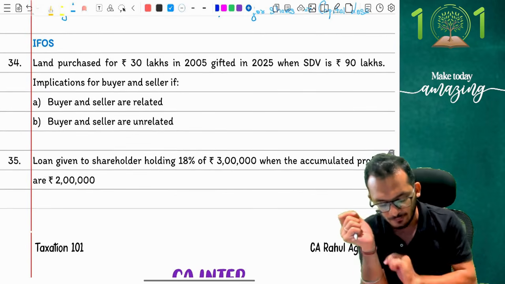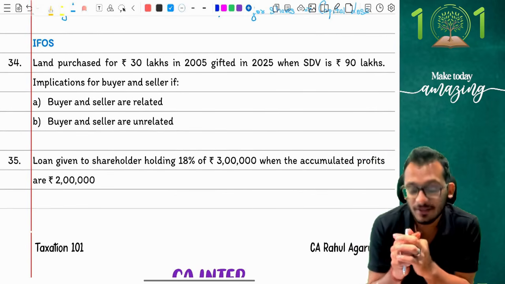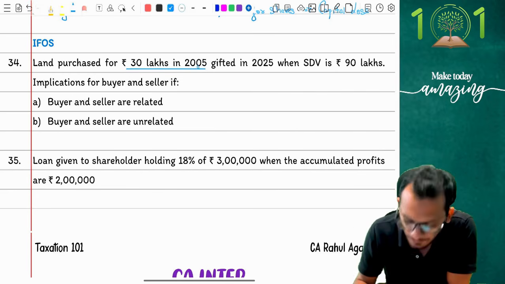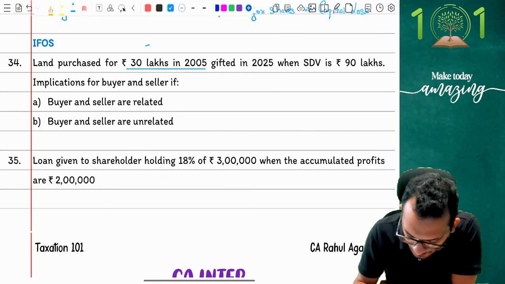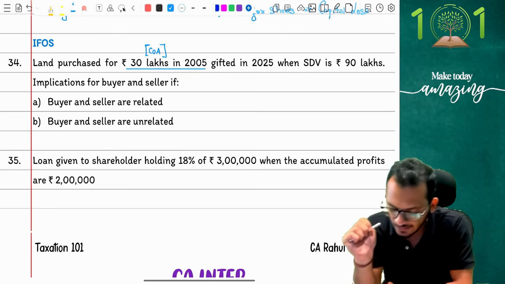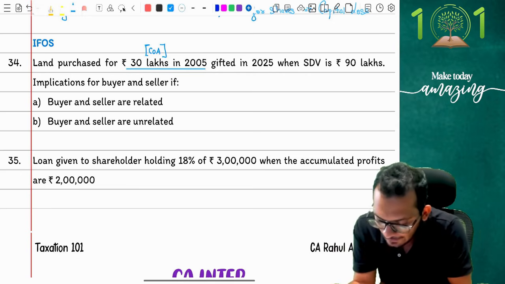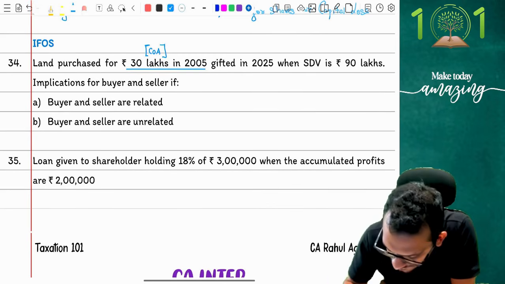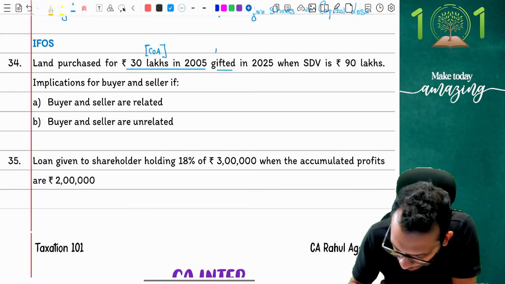We are moving on to IFOS, adjustment number 34. Adjustment number 34 says land has been purchased for 30 lakh rupees in 2005. First thing to be kept in mind is that land purchase in 2005 becomes a cost of acquisition. Yes. Next, gifted in 2025 when the stamp duty value is 90 lakh rupees. Matlab, I have gifted it. My consideration value is 0.